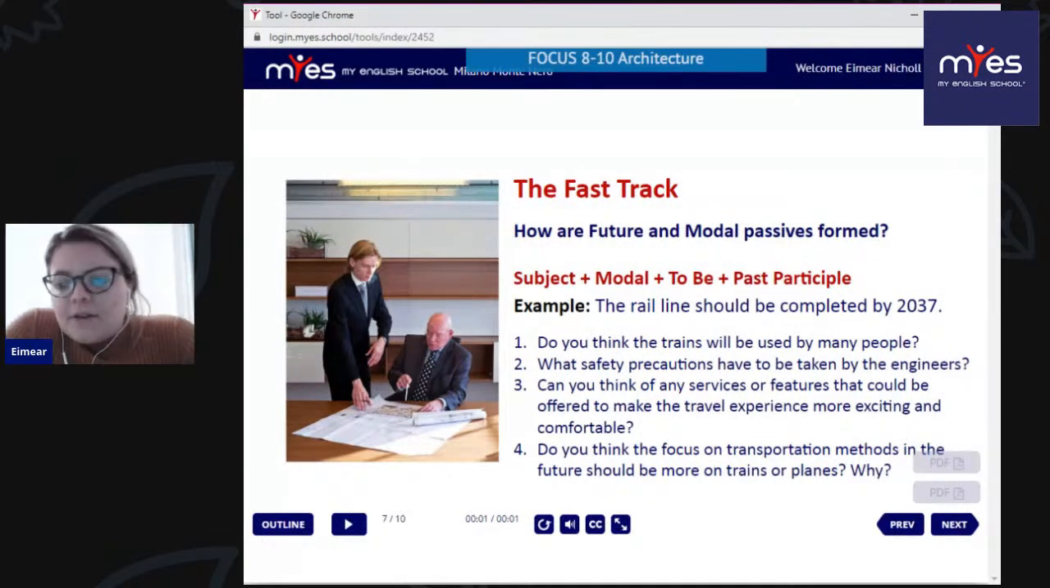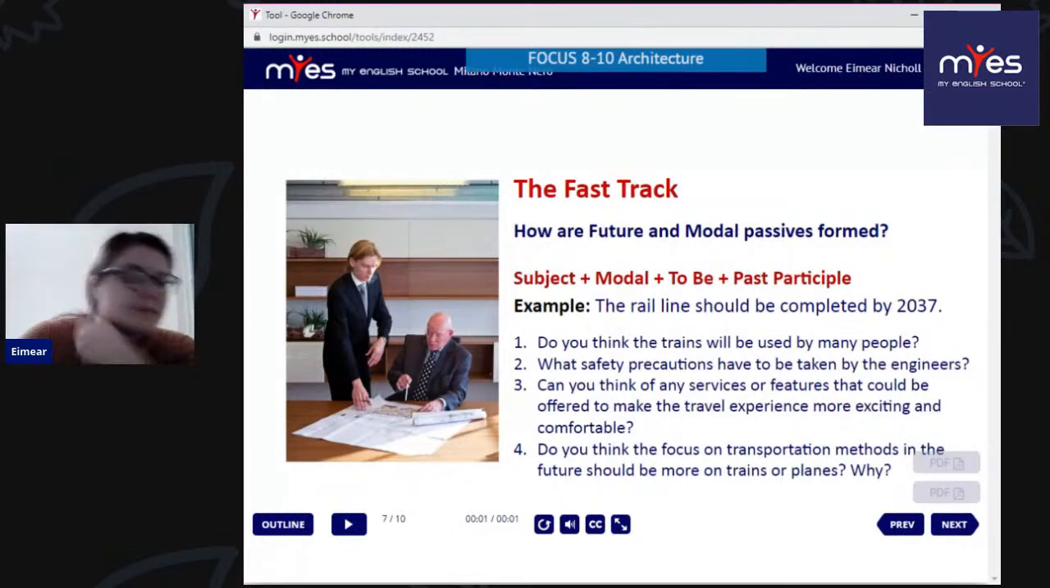Number three, can you think of any services or features that could be offered to make the travel experience more exciting and more comfortable? So maybe free seating could be offered to the customers.